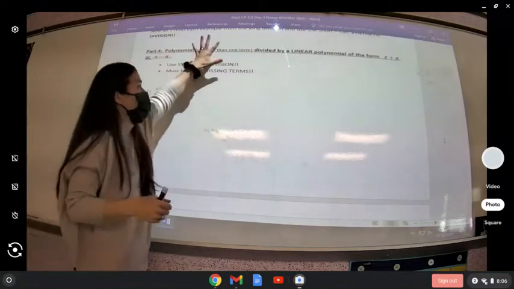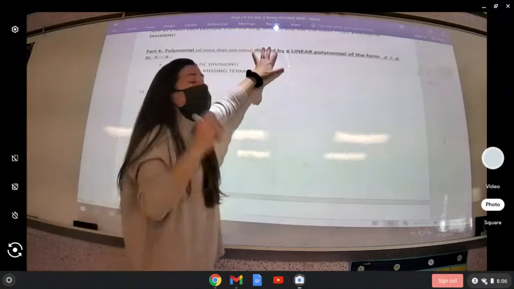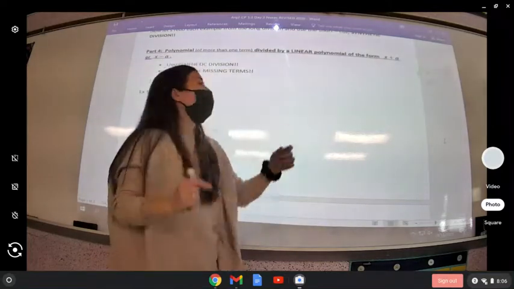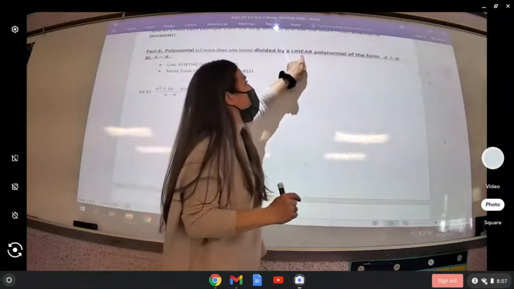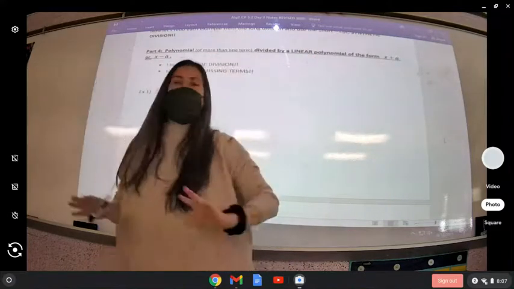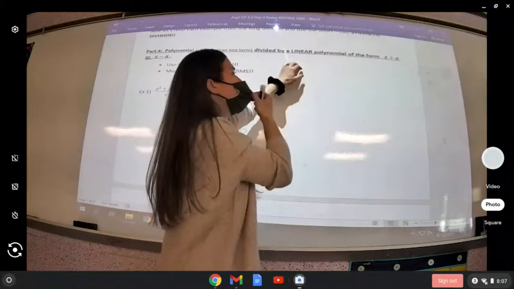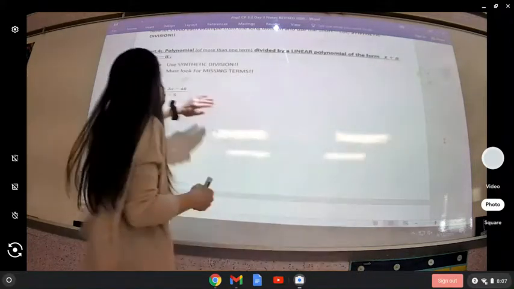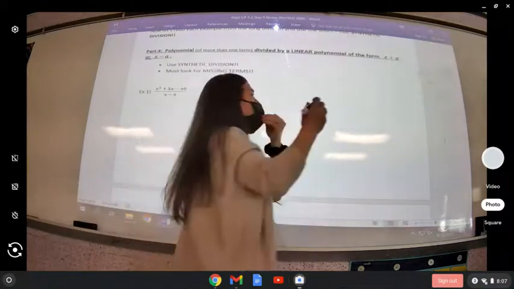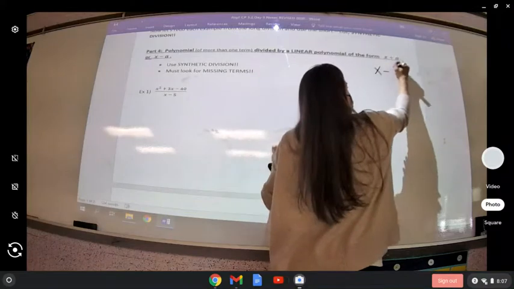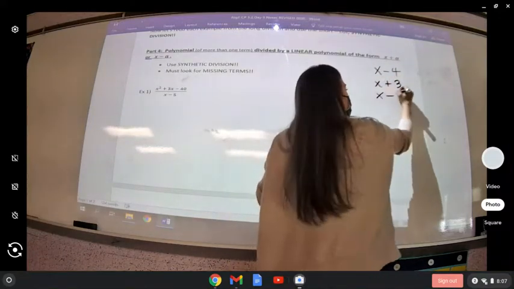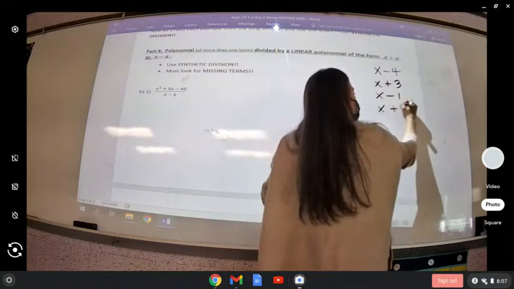When a polynomial of more than one term is divided by, and here's the key for the shortcut, technically, synthetic division only works if you're dividing by a linear polynomial. Linear meaning degree 1, so no x squared, no x to the third, just x. All right, a linear polynomial of the form x plus a or x minus a. So guys, technically synthetic division only works if you're dividing by something like x minus 4 or x plus 3 or x minus 1 or x plus 7.